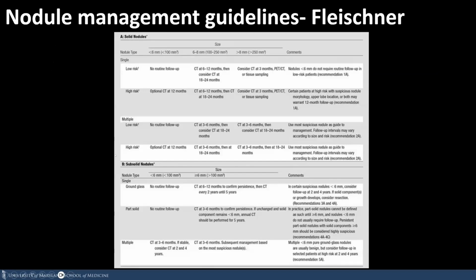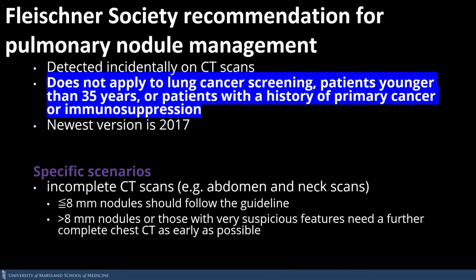If you look at the Fleischner Society recommendations, it's divided into solid nodules or subsolid nodules, single nodule or multiple nodules, and then you look at whether it's less than 6 mm, between 6 and 8, or greater than 8 mm, and that helps you with management of these patients. Key to the use of Fleischner is that age is very important. You want the patient to be above the age of 35, because the incidence of lung cancer in those younger than 35 is very low, and those patients have no history of smoking or any history of other cancers.